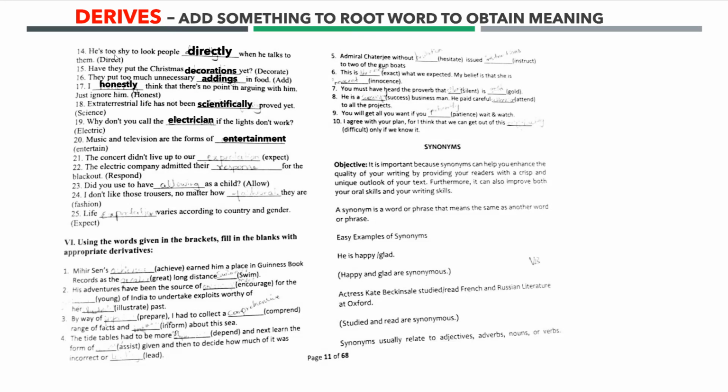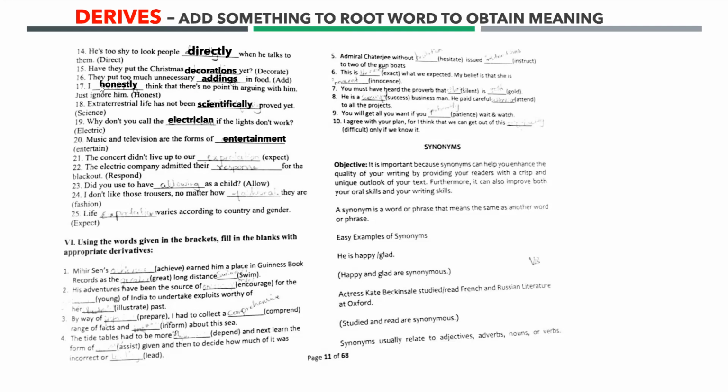So let's see the first sentence. He's too shy to look people dash when he talks to them. Here they have given the word direct. He's too shy to look people direct when he talks to them. Does it make sense? No, right? So we have to make some change in this word. We have to add something to this word which will give meaning to this sentence. So the answer is directly. He's too shy to look people directly when he talks to them. Someone is too shy to look at people when he talks to them. So it is giving meaning, right?